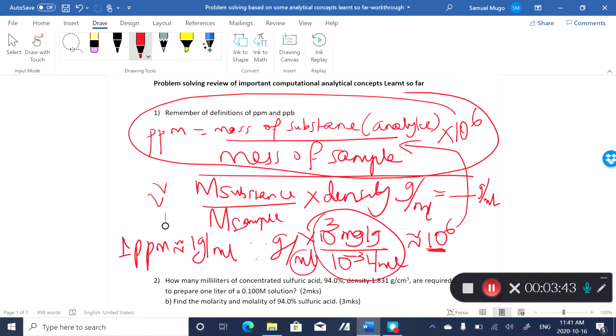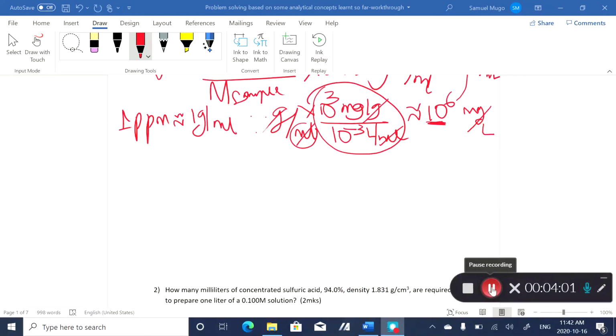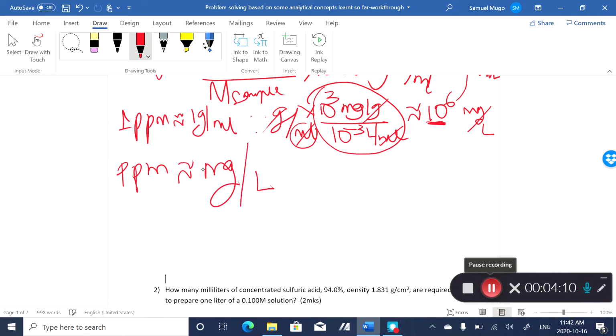Okay. And then you can see my results here became milligrams, because the grams cancelled out, and then the mils cancelled out: milligrams per liter. And so that explains to you that essentially ppm is equivalent to milligrams per liter. So anytime you see milligrams per liter, it's referring to ppm.